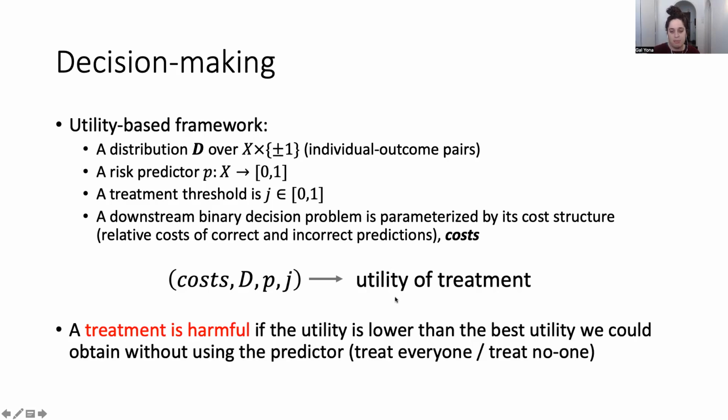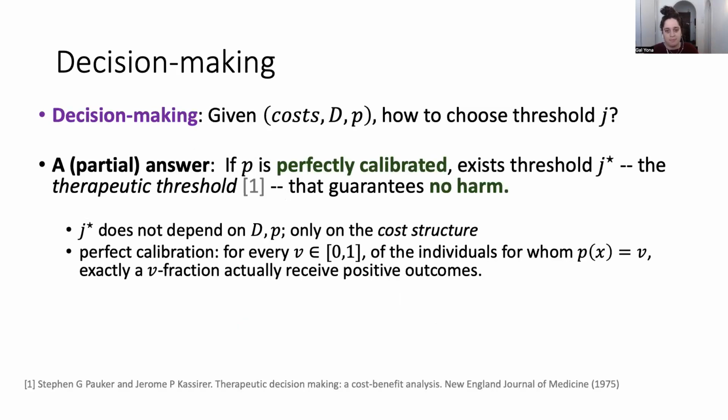And we will say that a treatment is harmful if this utility is actually lower than what we could have obtained without having used a predictor at all, right? We can always just decide to treat everyone or treat no one, and that gives us some sense of utility as well. Okay, so for us, the decision-making problem is basically given the cost, the distribution, and the predictor, how should we choose the treatment threshold J?